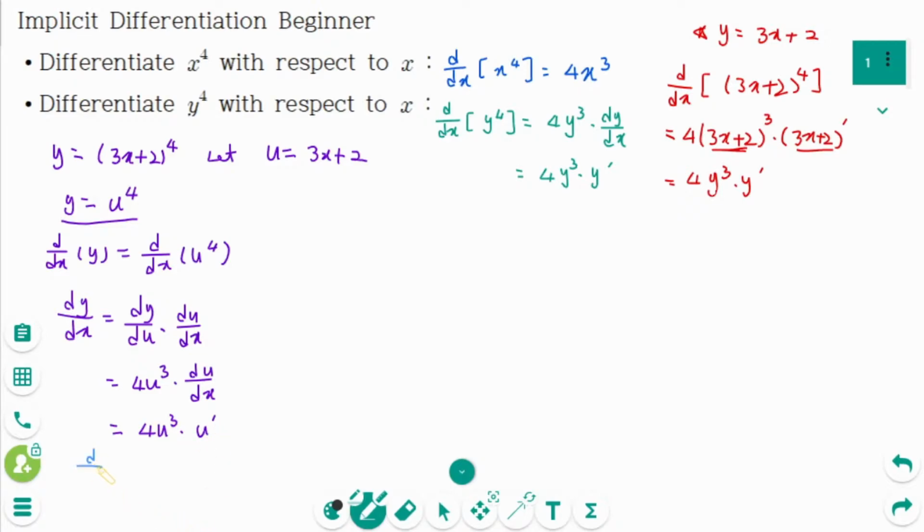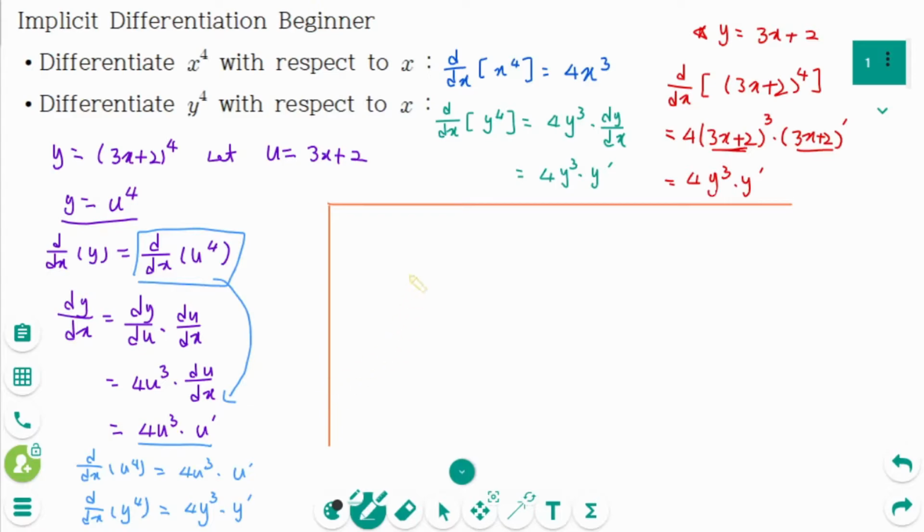So d/dx of u to the power of 4 equals 4u cubed times u prime. If you put y instead of u, you will see d/dx of y to the power of 4 equals 4y cubed times y prime. To differentiate y to the power of 4, we use the chain rule and keep in mind that y is a function of x.